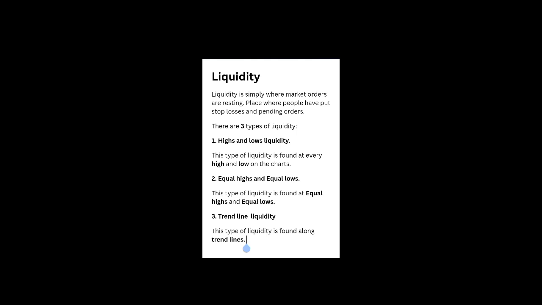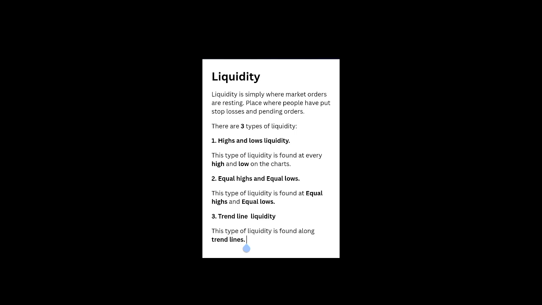When it comes to highs and lows liquidity, wherever there's a high and a low on the chart, that's where people have put stop losses, and that's where pending orders are also resting. So the market will tend to grab the liquidity before it continues in whatever direction it's dominantly moving. The same applies with equal highs and equal lows.